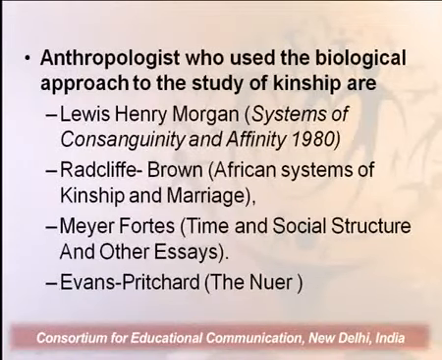We see that there are a large number of anthropologists who were contributing to the understanding of kinship through a biological model. To name some of them, we begin with Lewis Henry Morgan, whose work was Systems of Consanguinity and Affinity. This was one of the major works which brought in this understanding of kinship from a biological perspective. Another important anthropologist who lays down the ground for understanding kinship through descent is Radcliffe-Brown, and his important work is African Systems of Kinship and Marriage.